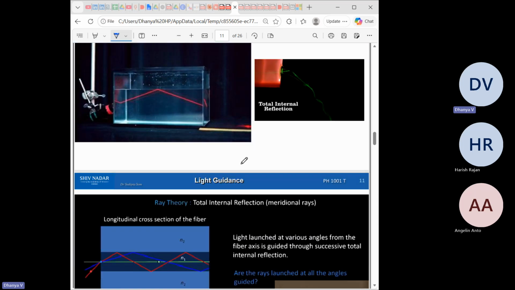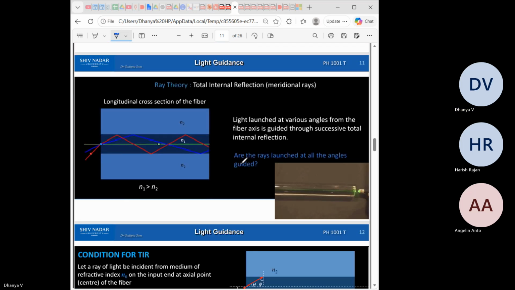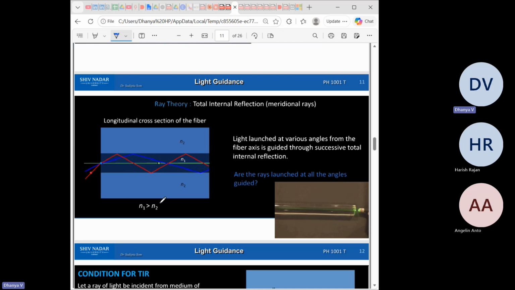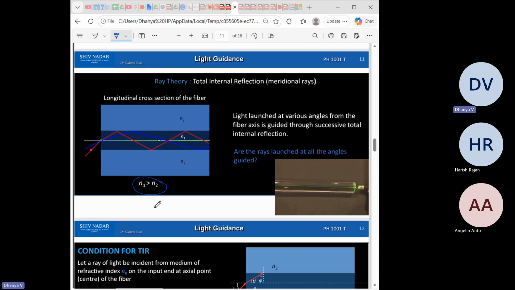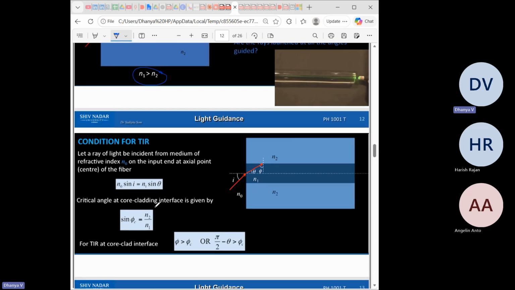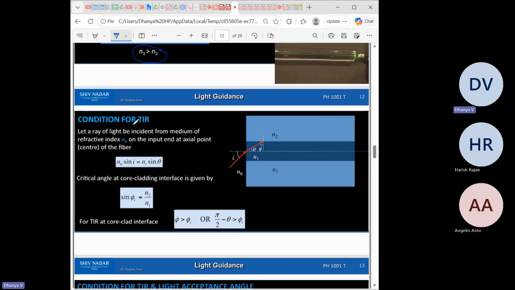Always remember this condition: total internal reflection happens only when n1 is greater than n2. That is one condition to be remembered. So the condition for total internal reflection, as I said before, is n1 greater than n2. Then sine phi c is equal to n2 by n1. This you should know. And then n0 sine i equals n1 sine theta.